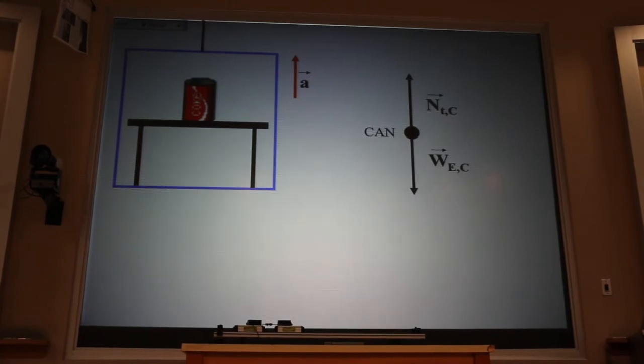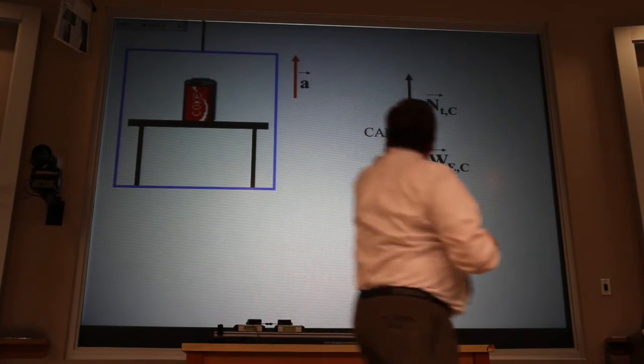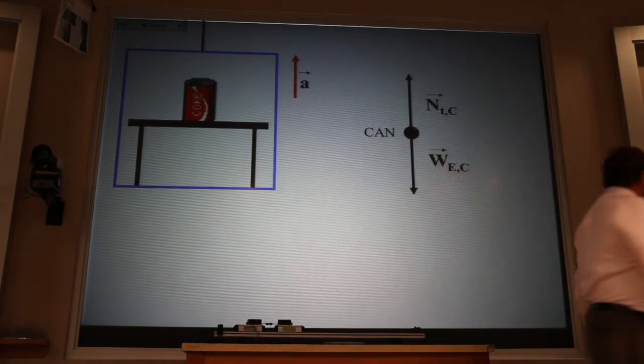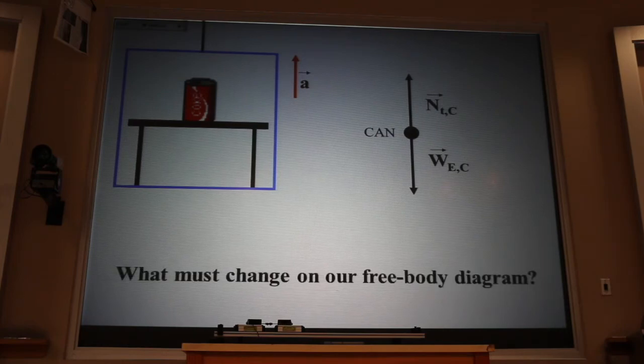Do we know? No. If it's going up, what is it doing? Speeding up. If it's going down, what is it doing? Slowing down. And both of those feel exactly the same. If you don't have windows in your elevator and you don't have any glowing buttons, you don't know which one you're doing. Okay? Now, this diagram has to scream that acceleration. So what has to change in my diagram?